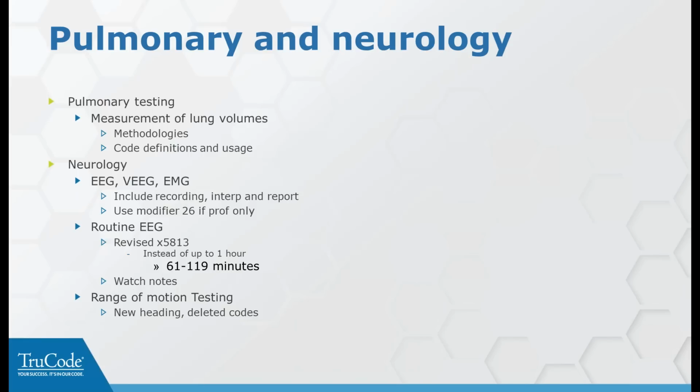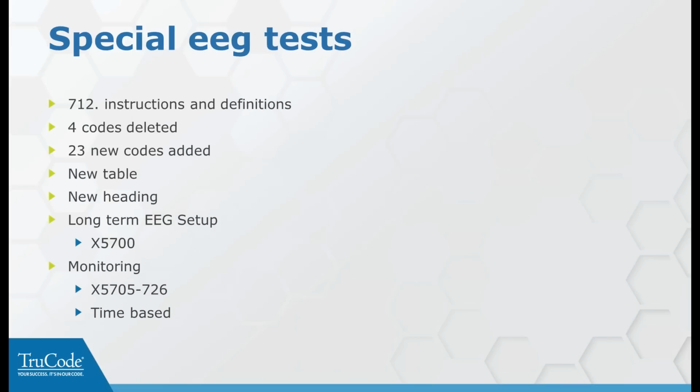The 95700 is right there. And again, several new codes for those EEGs with videos, lots of stuff going on, page 716, 717 there as well. Here we go. There's the information I knew I was talking about. There you go. So basically there's 4 new codes, 23 new codes, 4 codes deleted, new heading, new table, and then you have all those, and they are all time-based. So you want to watch those if you're doing any kind of EEG type services for your patients.